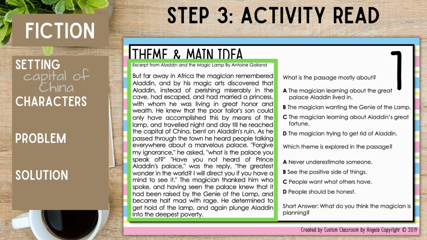So first off is the setting, which is mostly taking place in the capital of China. The characters are Aladdin, the magician, and the genie. The problem is the magician is trying to find Aladdin and take away the lamp. And the solution hasn't happened yet, since this passage is an excerpt and we don't actually find out what happens when the magician finds Aladdin.